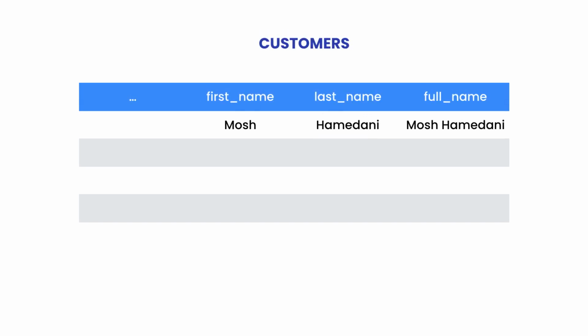Here's another example. Look at this table. We have first name, last name, and full name. The full name column should not be here because it's violating the third normal form. We can always calculate it by combining the first and last names. So the third normal form, just like the other normal forms, helps us reduce duplication and increase data integrity.